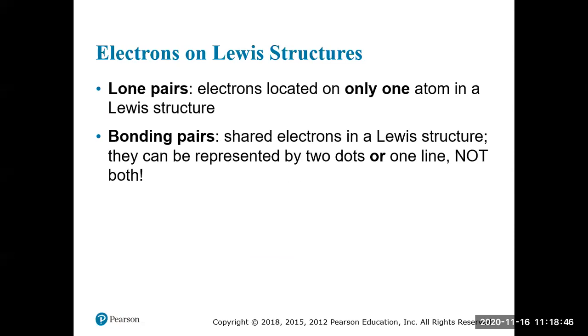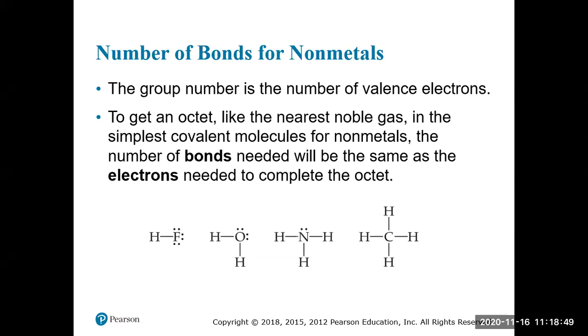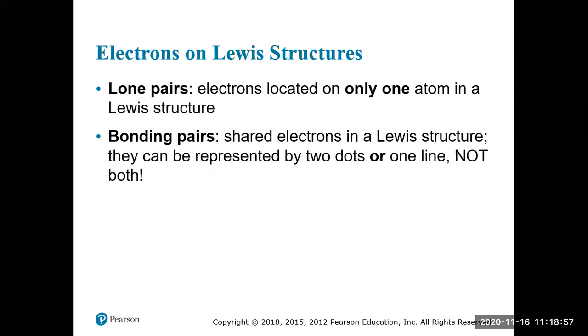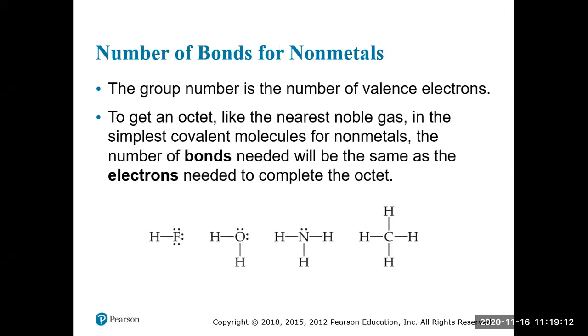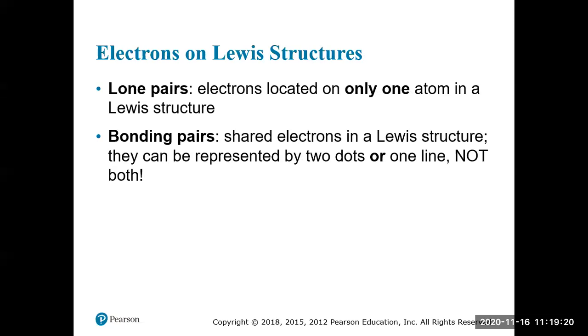So as we said on the previous slide, we had examples of fluorine, oxygen, and nitrogen, where we have some dots representing electrons that aren't associated with the bond. Those are called free electrons or lone pairs of electrons. And they are only on that atom. They're not being shared. The other electrons, the ones between the H and the F, the H and the O, H and N, and H and C, those are called bonding electrons, so bonding pairs. And so these are shared electrons in that Lewis structure, and that's what it's designating.